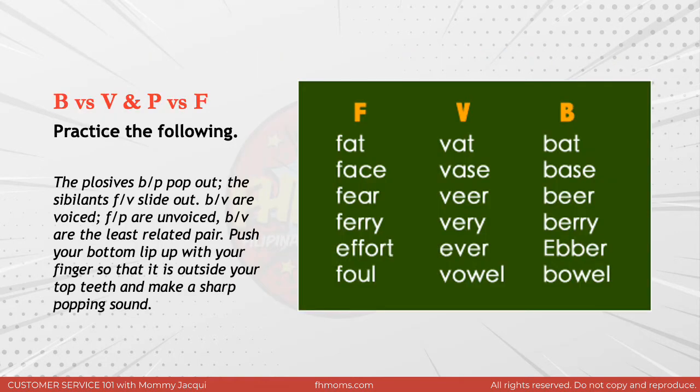So now let's practice some words that start with letters F, V, and B. Now don't forget your vowel sounds that we have learned earlier, okay? So let's try this. We'll read it from left to right. I'll read it first, then it's your turn after, okay? So let's start with the first one. We say fat, vat, bat. Your turn. Next, face, vase, base. Next, fear, veer, beer.